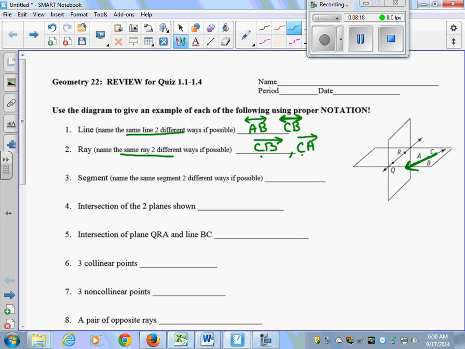A segment, two different ways. Let's skip to this one now. I'm going to name this segment QR. And if I want to name it a different way, I could call it RQ.